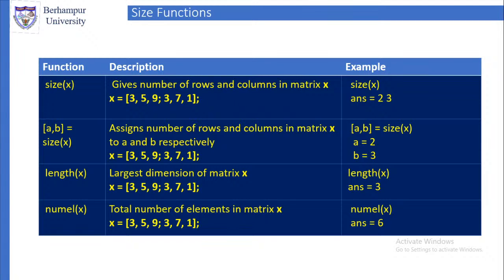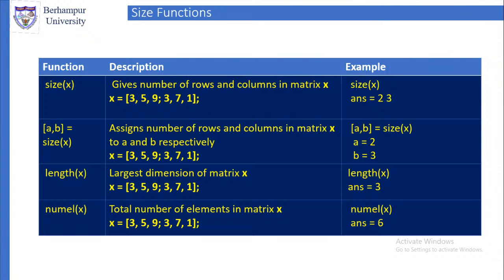Similarly, instead of writing this way, you can write [A B] is equal to size x. A comma B or A space B within square brackets, as we discussed earlier, means it is a row matrix, and A and B are the elements. The elements in a row matrix can be separated by space or by comma. Here I have shown you comma, you may use space instead of comma.